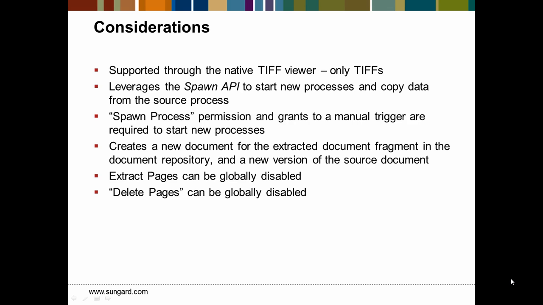Because it does use the Spawn API, users will need the Spawn process permission and grants to a manual trigger in order to start new processes. Extract Pages does create a new document for the extracted document fragment in the document repository, and for the source document we create a new version. Extract Pages can be globally disabled, and the option to delete pages that are extracted out of the source document can also be globally disabled.